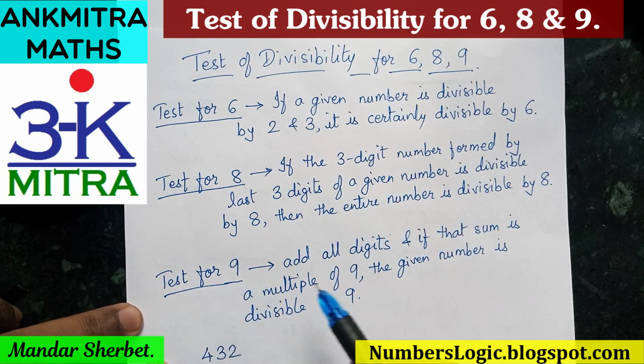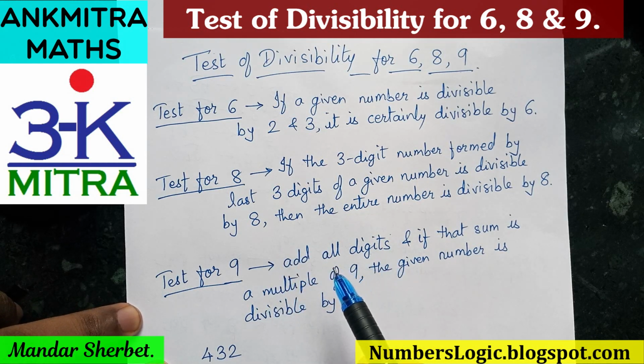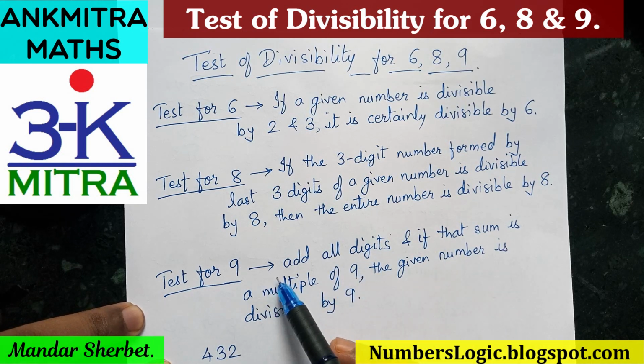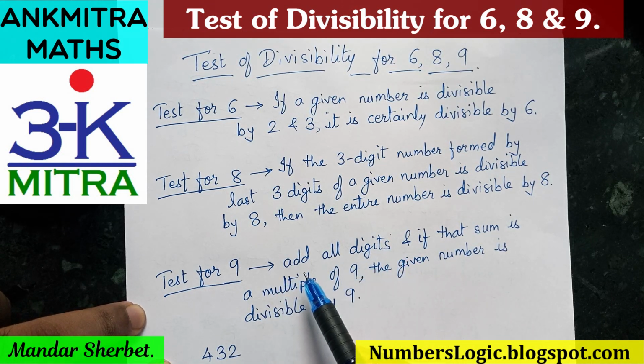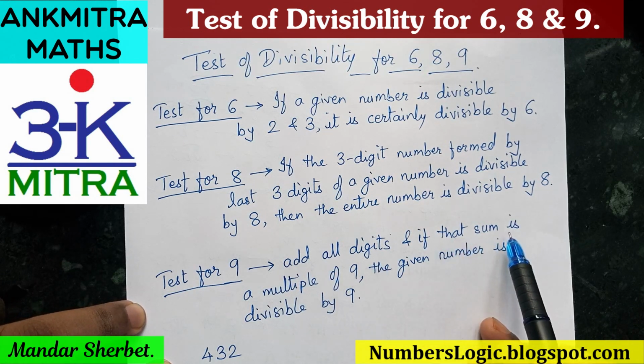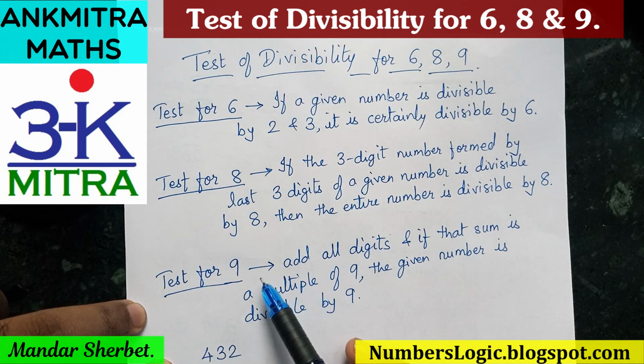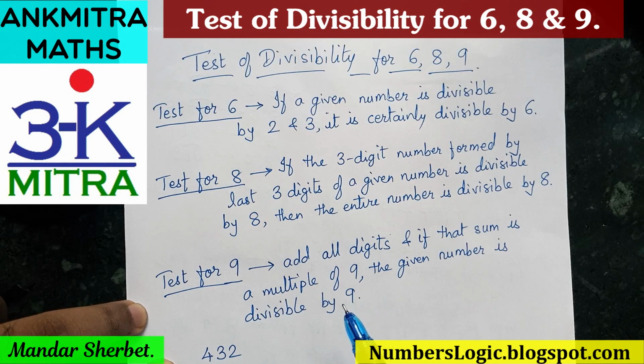Now the test for 9. The test is quite similar to the test for divisibility of 3. We have to add up all the digits, just like in the test for 3, and if that sum is a multiple of 9 this time, then the given number is divisible by 9 for sure. So this is the test for 9. It is relatively as easy as the test for 3.